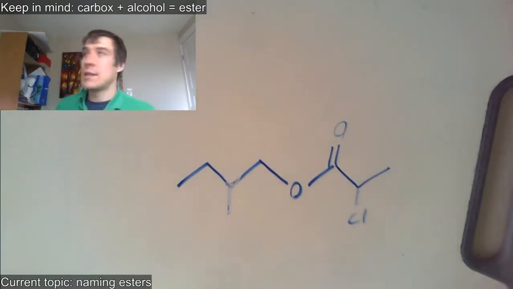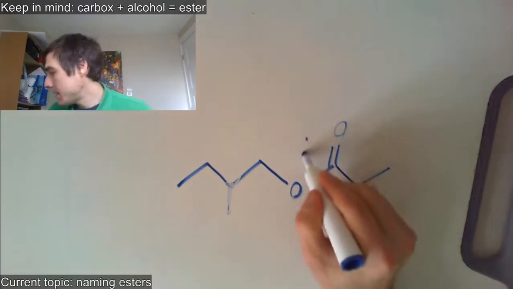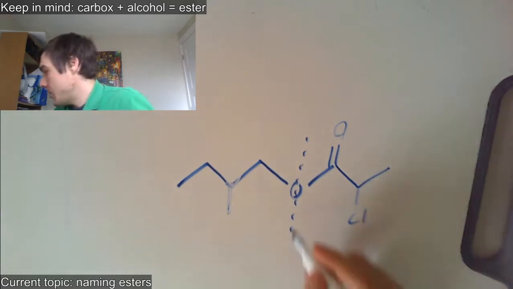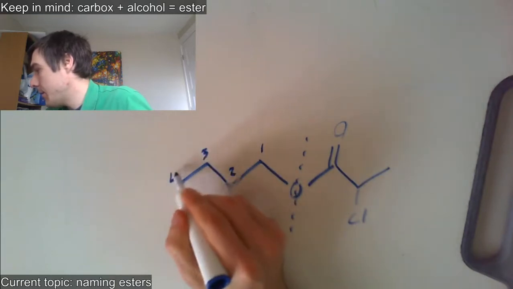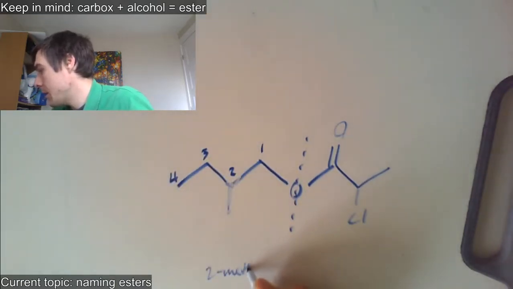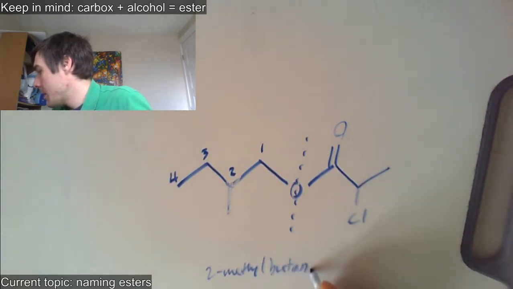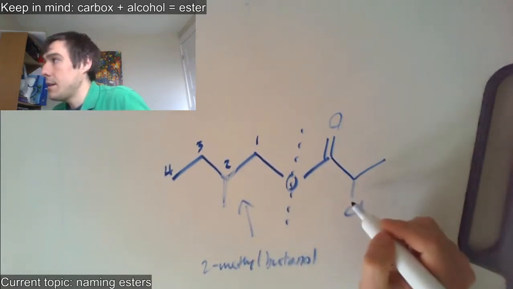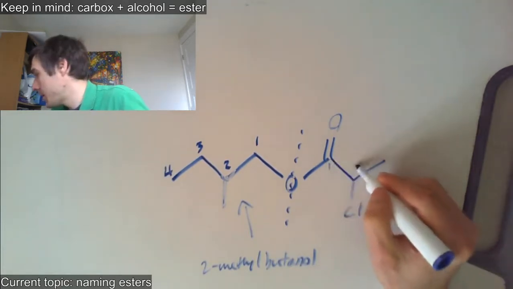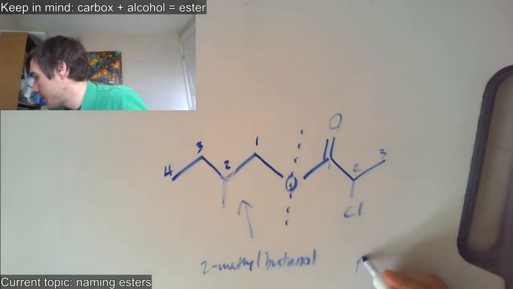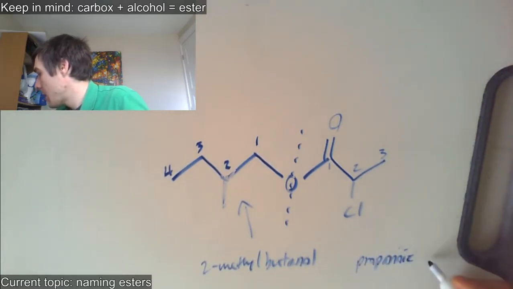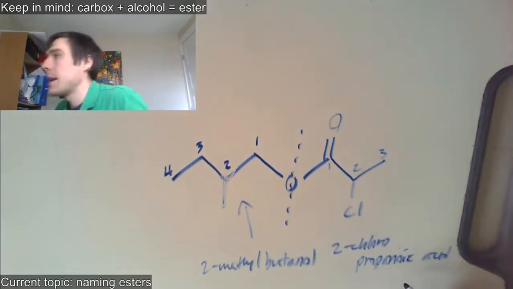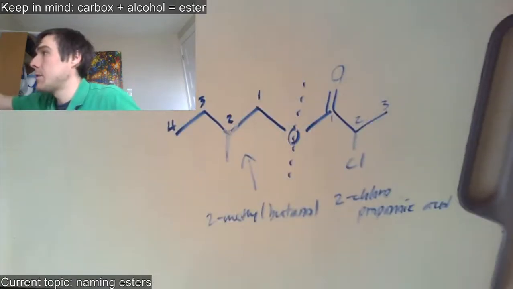So, which side's the alcohol, which side's the carboxylic acid? Well, we can split it right down the middle, and we can name one side and the other side. So this alcohol would be 1, 2, 3, 4. It's a butanol. It's a 2-methyl butanol on this side. The carboxylic acid side would be a 1, 2, 3 propanoic acid. And it's a 2-chloro, so it's a 2-chloropropanoic acid. We have to put those two names together.